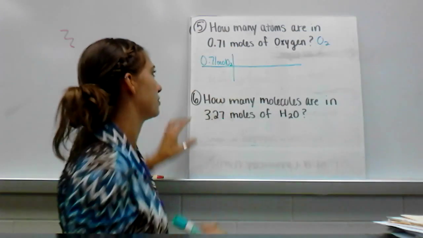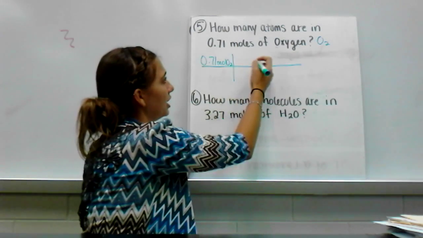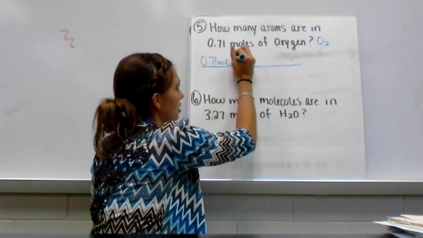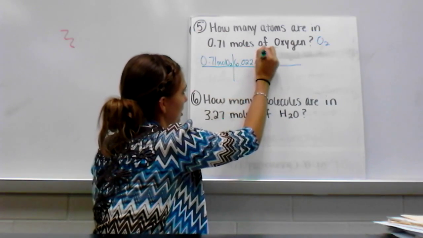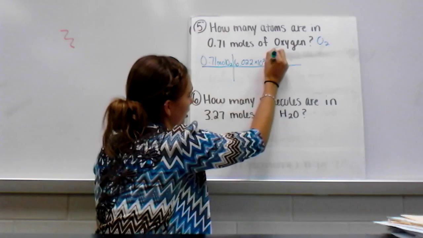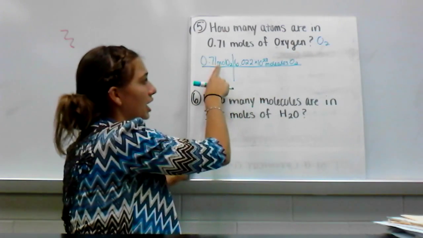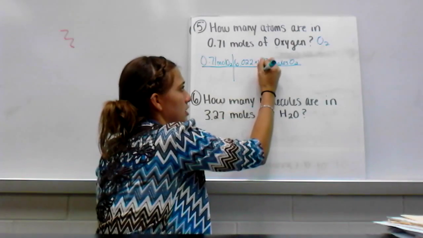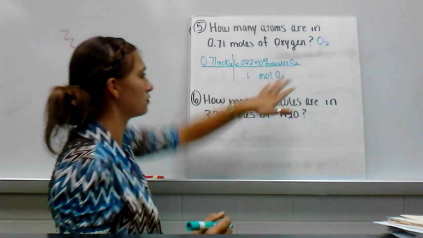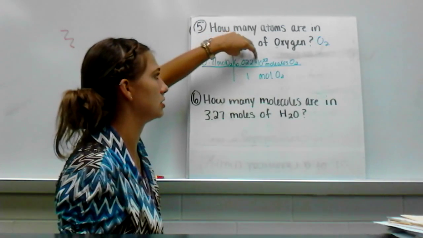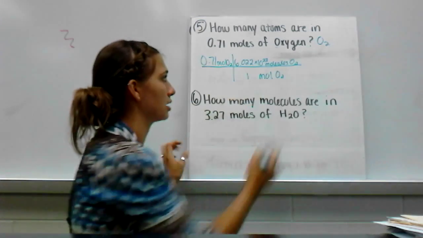Okay, so I'm starting with 0.71 moles of oxygen. Now I need to get some molecules of oxygen. So I'm going to multiply by 6.022 times 10 to the 23rd molecules of O2. And I know that I need to get out of moles, so that's what's going to go on the bottom. This is telling me that I have 6.022 times 10 to the 23rd molecules of oxygen for every 1 mole of oxygen.